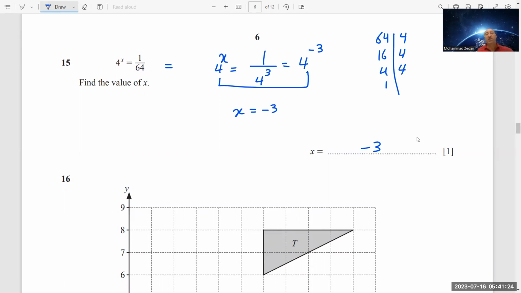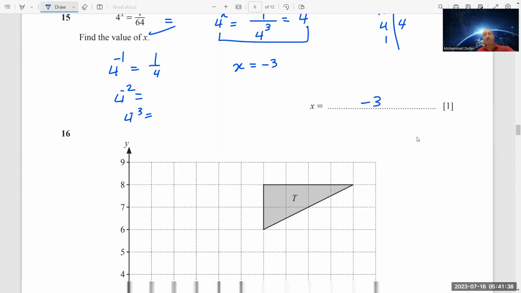So the x is negative 3 here. Or you can try if you want, 4 power negative 1 will not give you 1 over 64. 4 power negative 2 will give you another number, until 4 power negative 3 gives 1 over 64, if you want to try by trial and error.